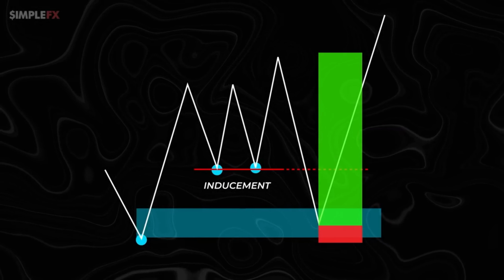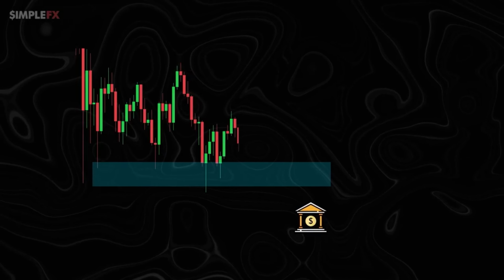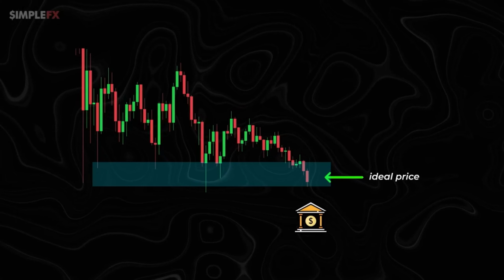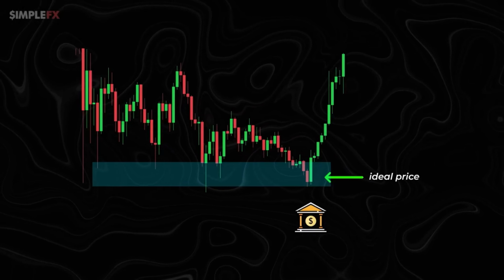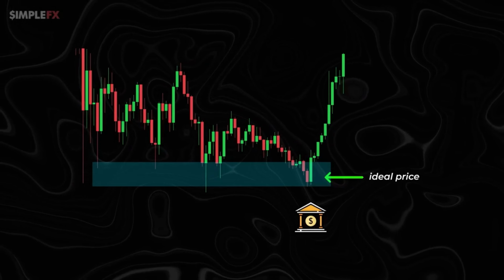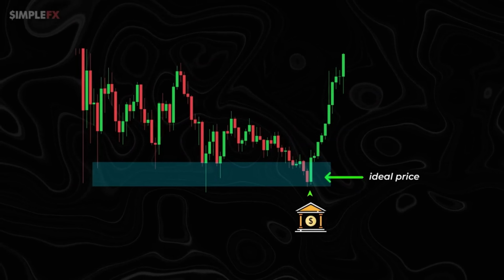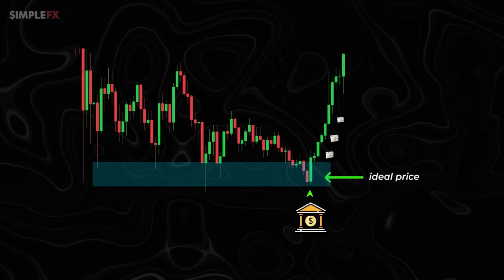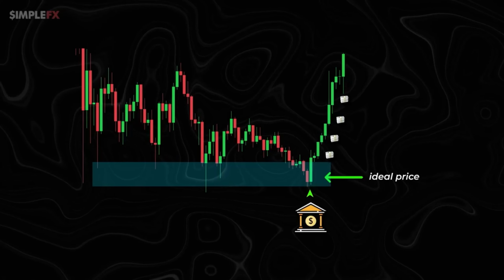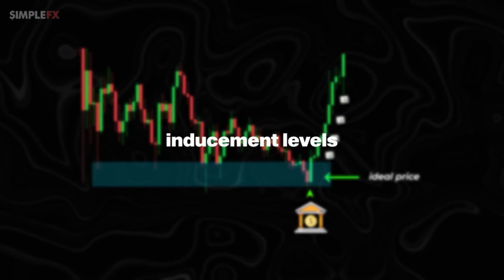And there are logical reasons why this setup works. First, let's understand that large institutions want to enter the market at an ideal price, but due to their massive capital, they can't do so without moving the price. Unlike retail traders who can enter positions easily, smart money can't enter positions that easily, as their large orders would push the price up, causing their average entry price to be higher. So in order to enter at a lower price, they use inducement levels.